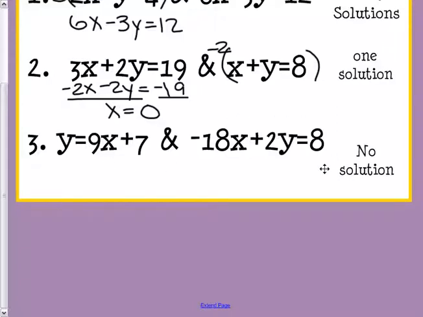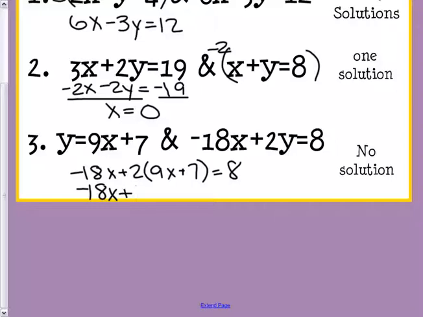Down here, it's no solution because if I take y equals 9x plus 7, we're going to substitute this one into this equation, and we get -18x plus 2 times 9x plus 7 equals 8. So what we really have here is -18x plus 18x plus 7 equals 8. These cancel out, so 8 and 7 do not equal each other, so no solution.